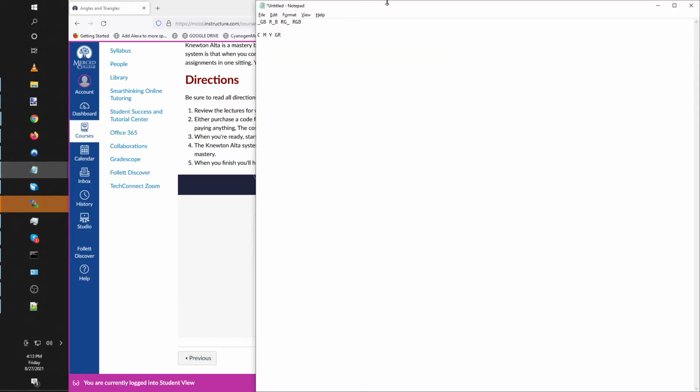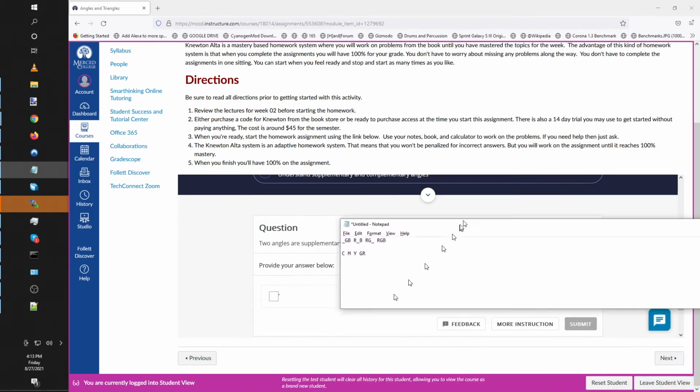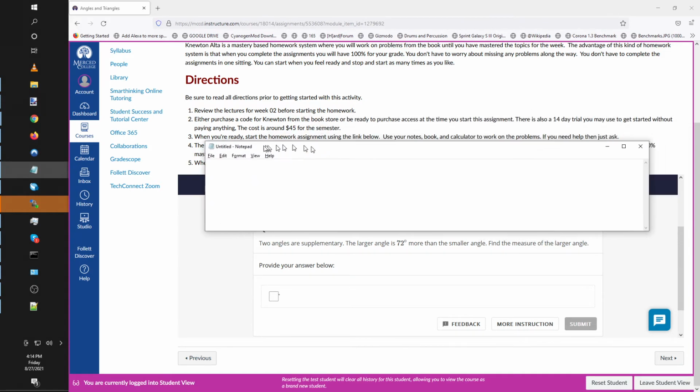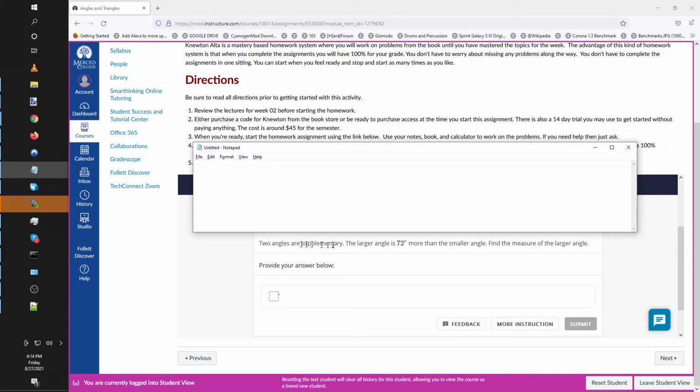Let's solve this one here. I'll just show you how. We do it in the lectures, but I'll just solve it right here. Make the font bigger. This says two angles are supplementary. The larger angle is 72 more than the smaller angle. When they say two angles are supplementary, that means that when you add the angles up, they are 180 degrees. Supplementary means 180.